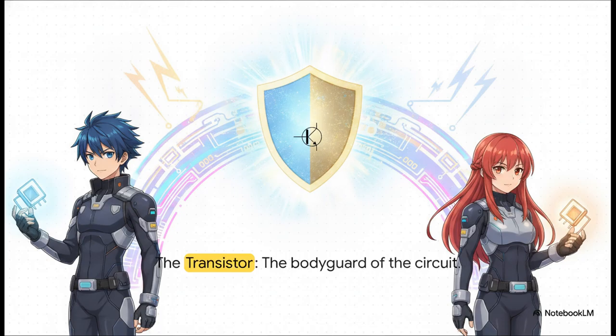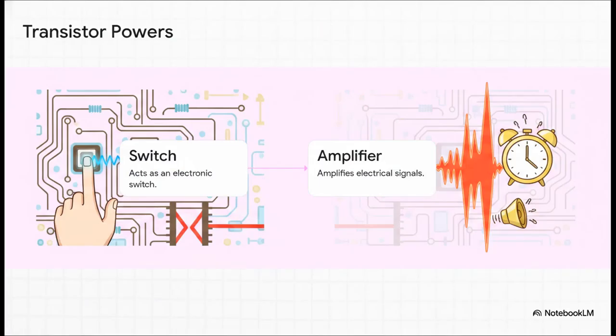And that brings us to, honestly, the most powerful component in our whole system, the true bodyguard of the circuit, the transistor. It takes the tiny signals from our LDR or thermistor and does something absolutely incredible with them. You see, the transistor has two main superpowers. First, it acts as an electronic switch, which is turned on by a really tiny current from our sensors. Second, it amplifies that electrical signal to make it strong enough to power our heavy-duty outputs, like that loud buzzer. If an examiner ever asks for its function, always write switch and amplifier to secure those full marks, every single time.